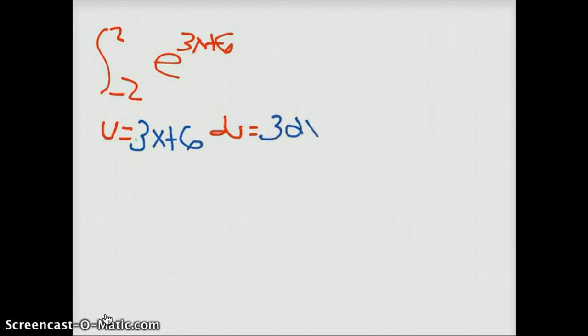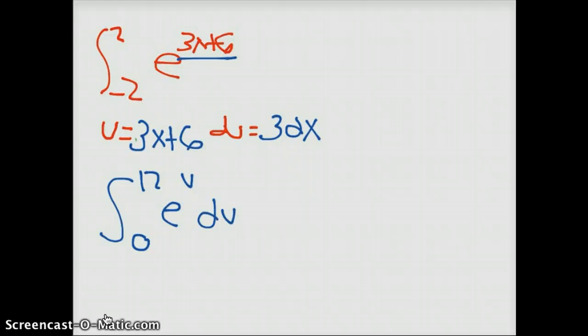U in this problem will be 3x plus 6, and du will be 3 dx. Because we are substituting u and du in for the function, we also need to change the limits in terms of x into terms of u. Both limits are plugged into u in order to get the new values. Once we get the problem simplified, we need to plug in the limits for u in the equation and solve.